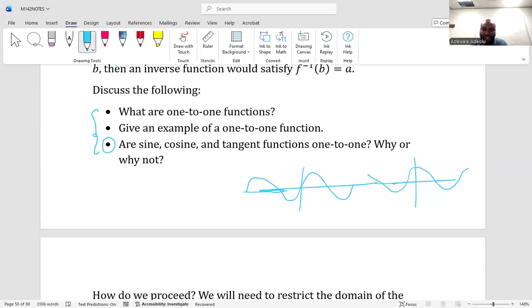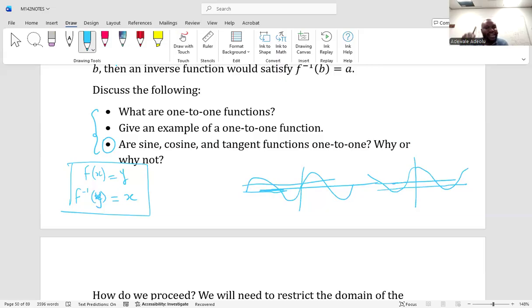Why? They do not pass the horizontal line test. So meaning that they will not satisfy this: if, let's say, f of x equals y, that means we will not be able to write f inverse of y equals x. We will not be able to do that because they are not one-to-one functions.